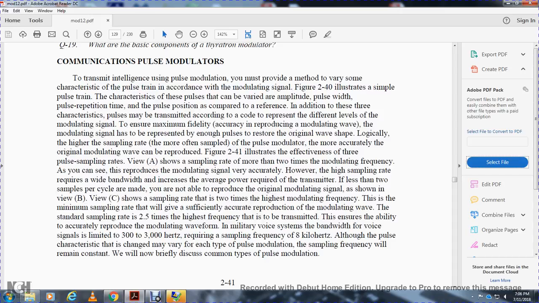With less than 2 samples per cycle, you are not able to reproduce the original modulating signal. Views B and C show sample rates at 2 times the highest modulating frequency. This minimum sampling rate will give you sufficiently accurate reproduction of the modulating wave. The standard sampling rate is 2.5 times the highest frequency to be transferred, which ensures the ability to accurately reproduce the modulating waveform. In a military voice system, the bandwidth for the voice signal is limited to 300 to 3,000 Hz, requiring a sample frequency of 8 kHz. Although the pulse character of the train may vary for each type of pulse modulation, the sample frequency will remain constant.